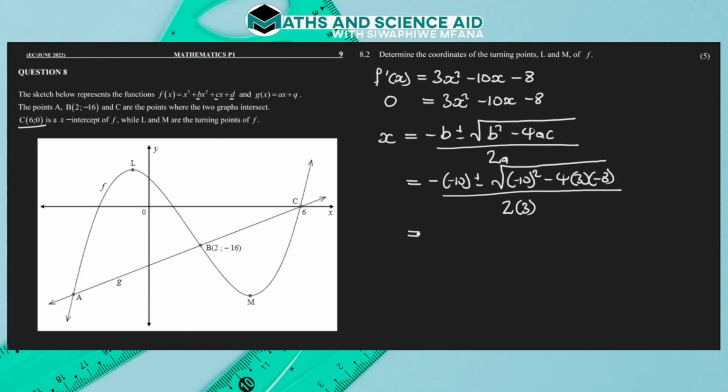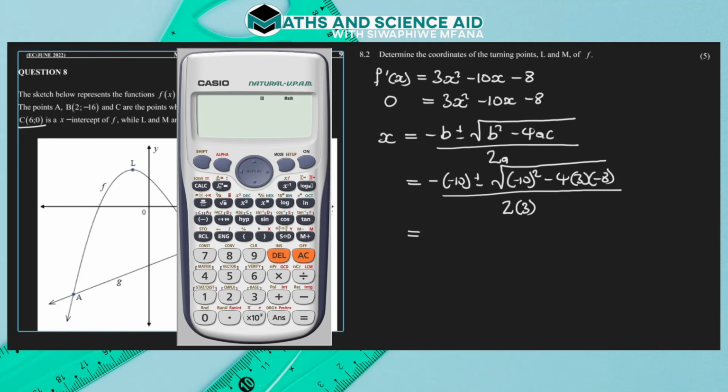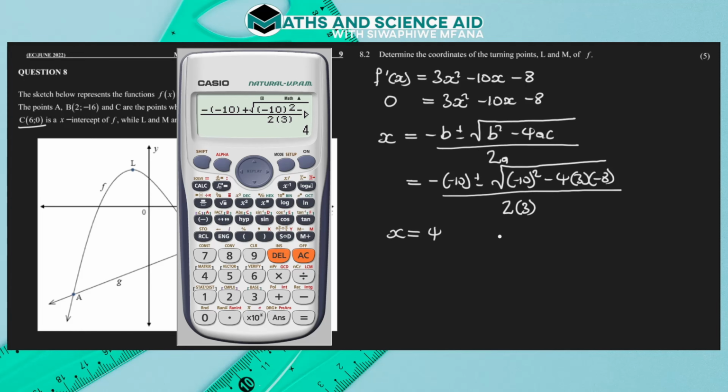And then of course we are going to need a calculator. Using a calculator, we can now just substitute in all the values as they are. And here we can start with plus, and then we just input everything else as it is. So this will give us our first value, which is 4. So x equals 4.